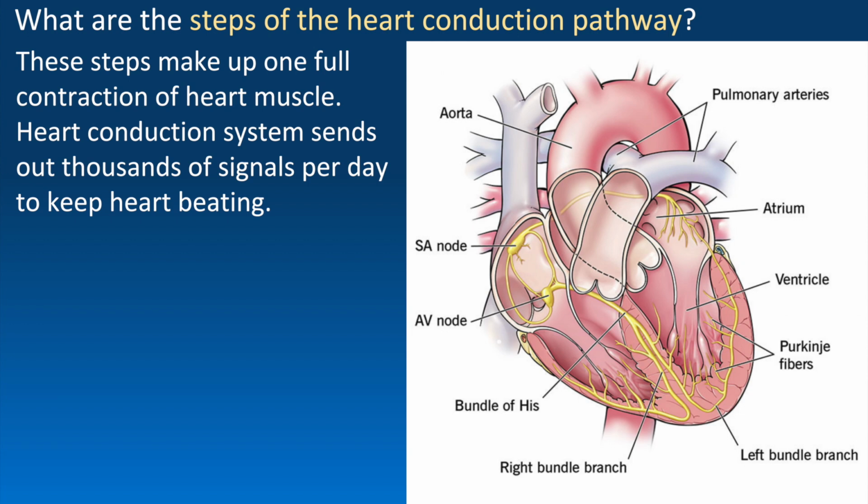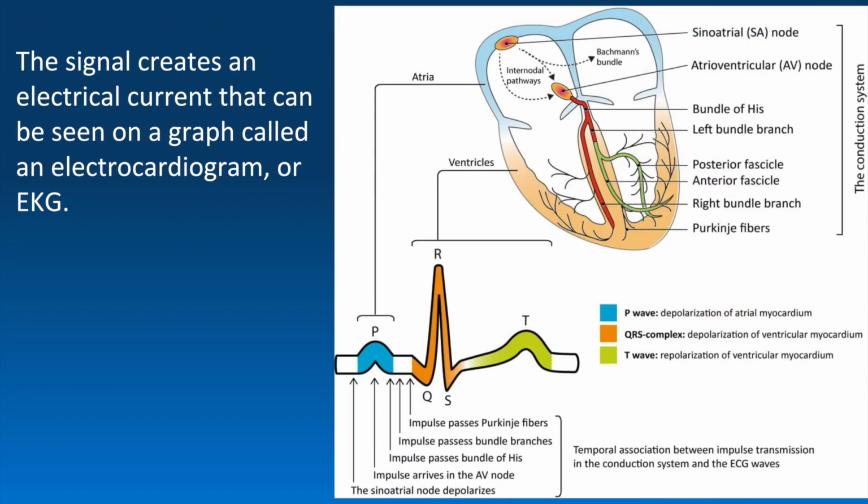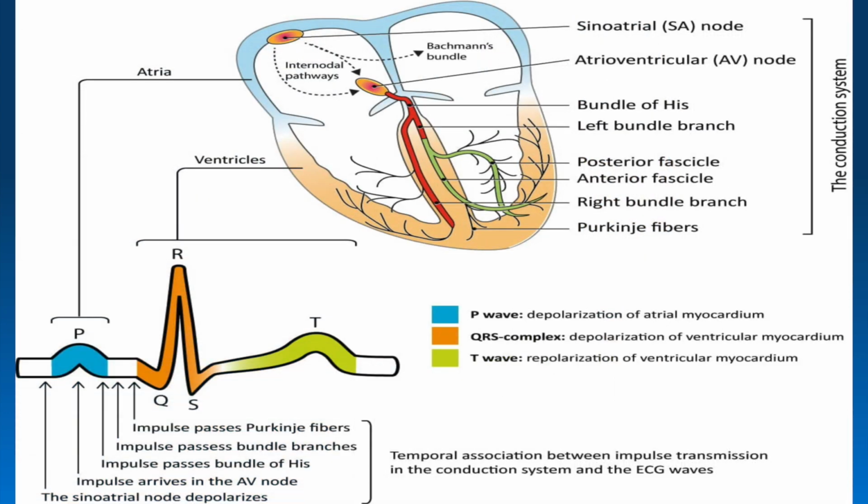The heart conduction system sends out thousands of signals per day to keep the heart beating. The signal creates an electrical current that can be seen on a graph called an electrocardiograph or EKG. Doctors use an EKG to see how well the cardiac conduction system works. Any changes on the EKG can mean serious problems.